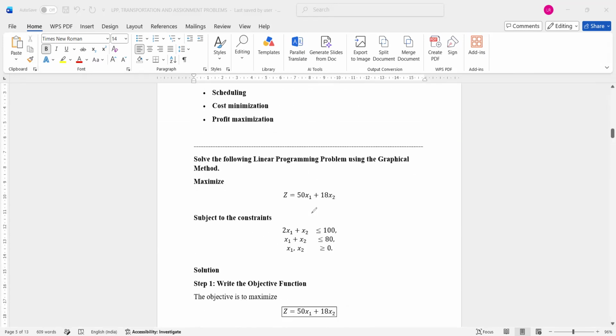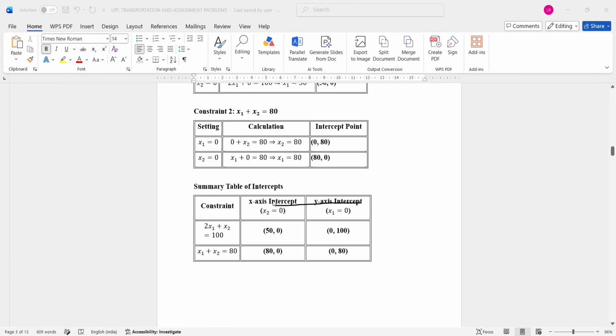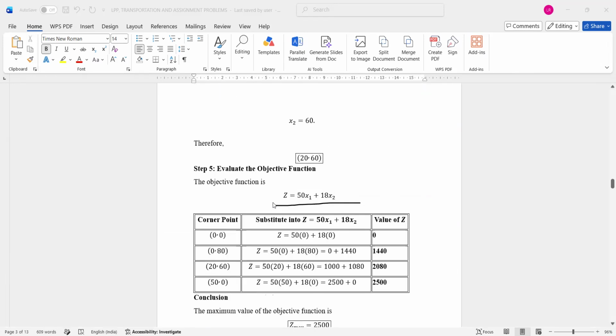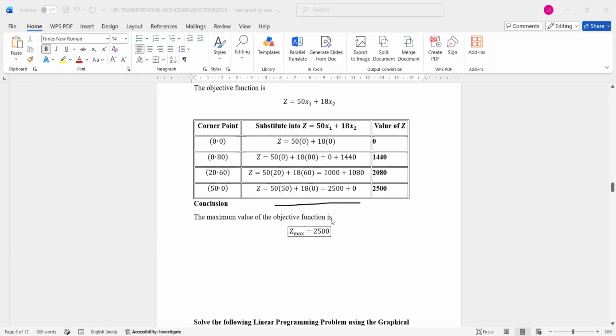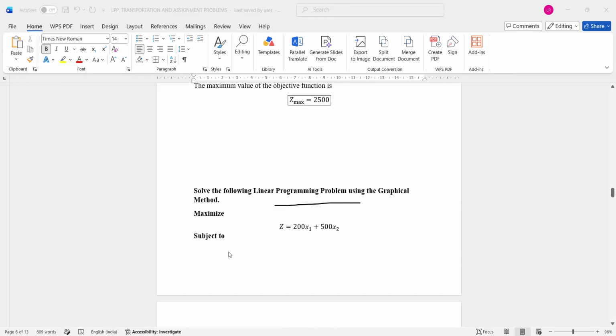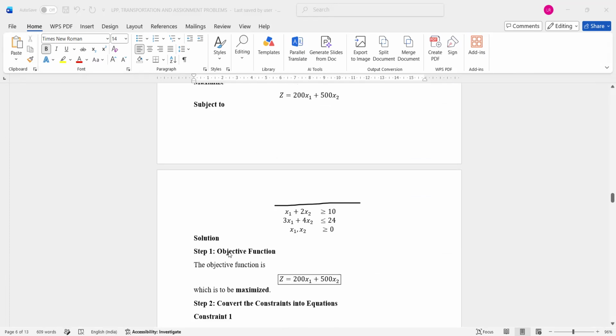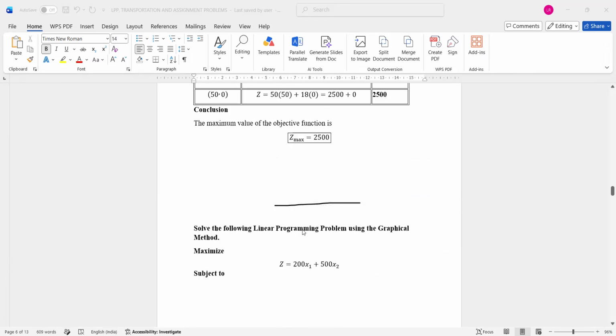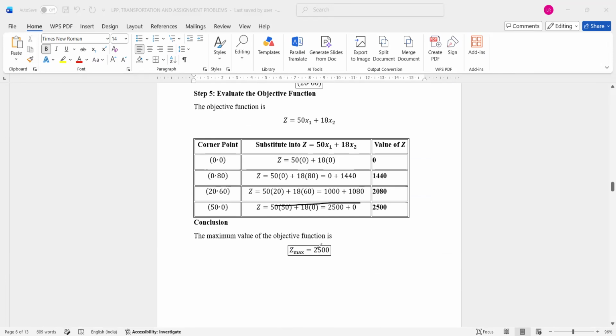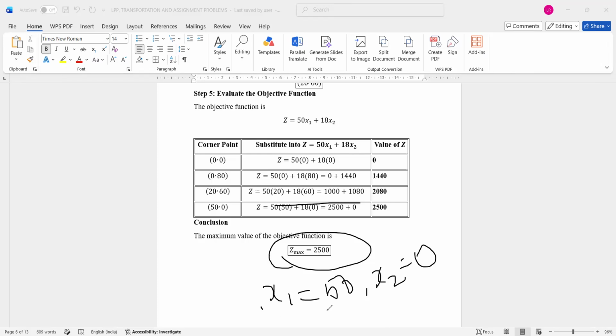See here, the sum itself they have given this way. What is the answer? You can see the last answer. What answer did we get? 2500. Okay, this is the second sum. This is 2500. Is it the max, 2500? The x1 value is 50, the x2 value is 0. This is my answer.